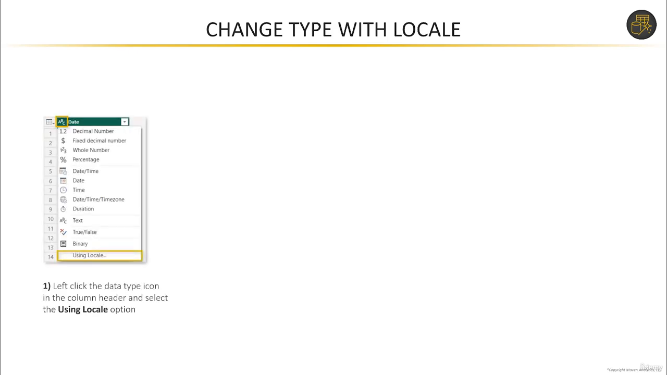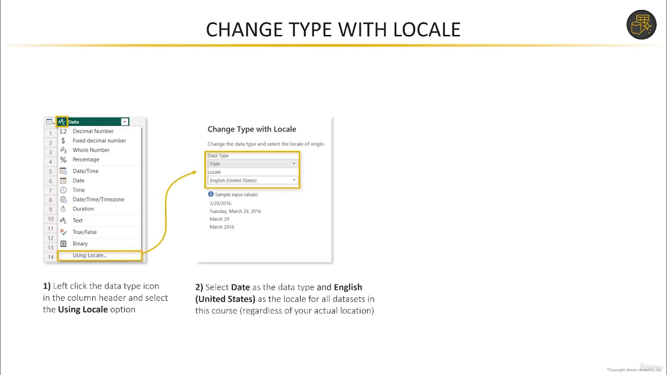All right, so our first step in the process here, we need to make sure that all of the data types are the same for the values within the column. And then we're going to left click the data type icon in the header and select using locale. After that, and this is the most important piece to get right, you need to select date as the data type and then select the location that the file originates from.